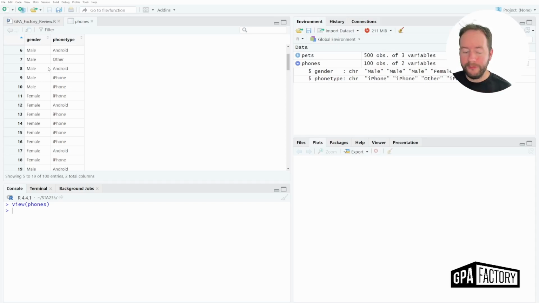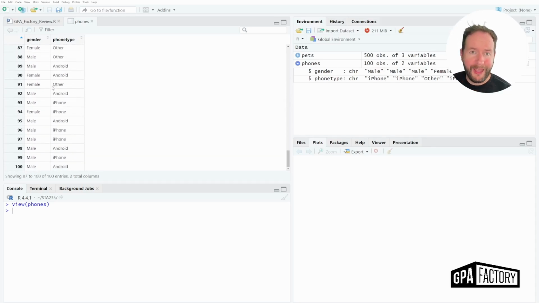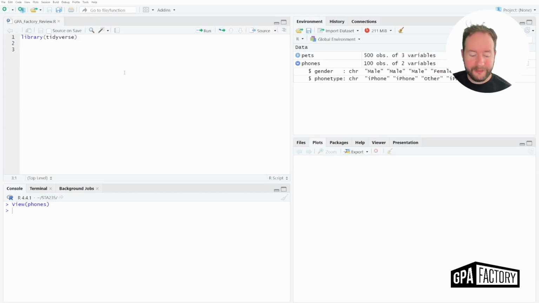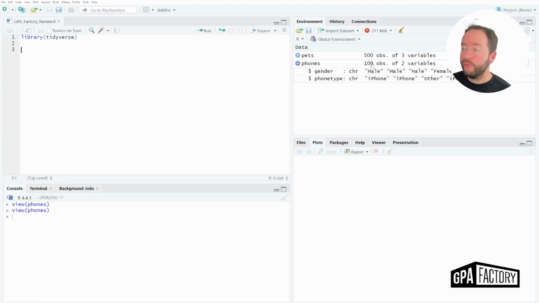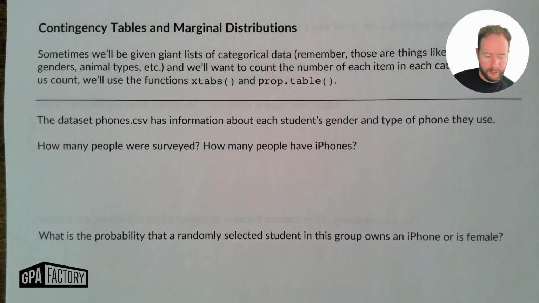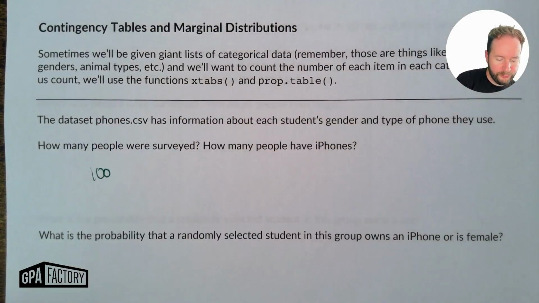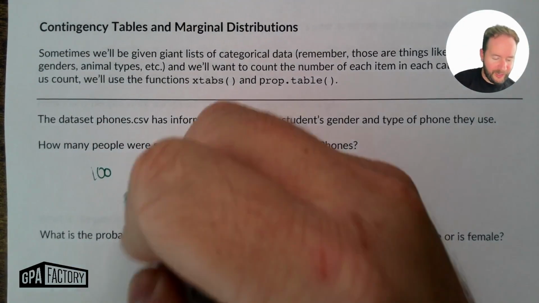And we want to count the number of people who have iPhones. It would be really tedious to go through by hand to do this, I'm sure you can imagine. So we're not going to do it by counting. We're going to let the function xtabs do that for us. But first, let's answer the first question. How many people were surveyed? Well, over here in your global environment, it says 100 observations. So I would say 100 people. Let's go back over. 100 surveyed, we'll say.